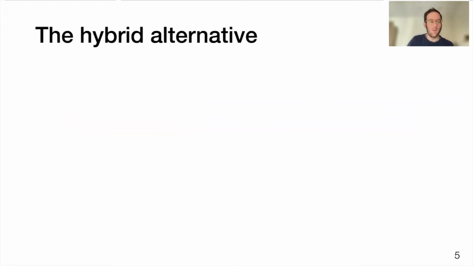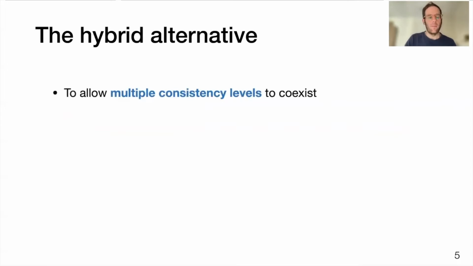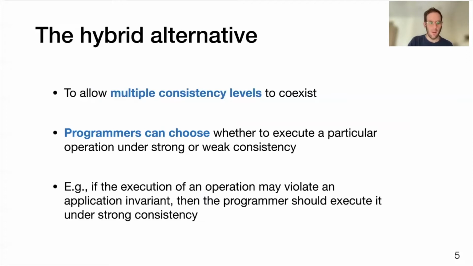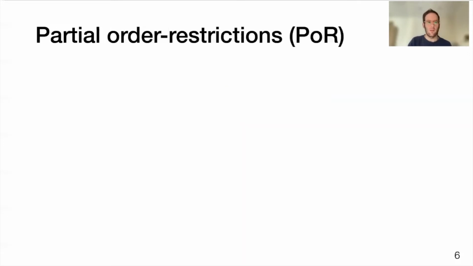So there's a solution to this trade-off, which is the hybrid alternative, in which multiple consistency levels are allowed to coexist, and programmers can choose whether to execute a particular operation under strong or weak consistency. So for instance, if the execution of an operation may violate an application invariant, then the programmer should execute it under strong consistency.